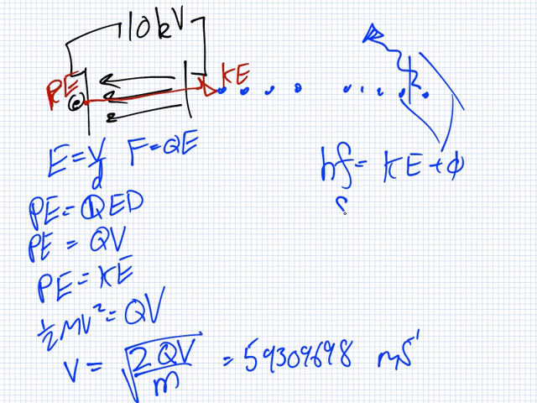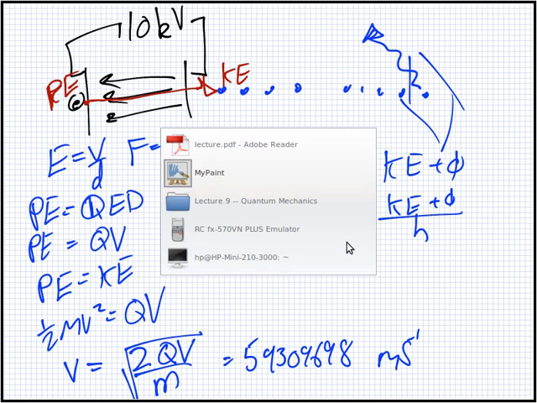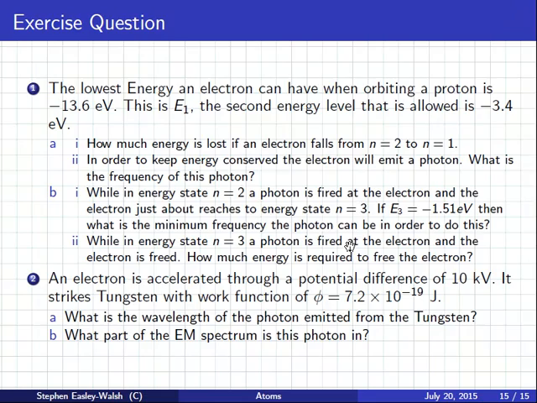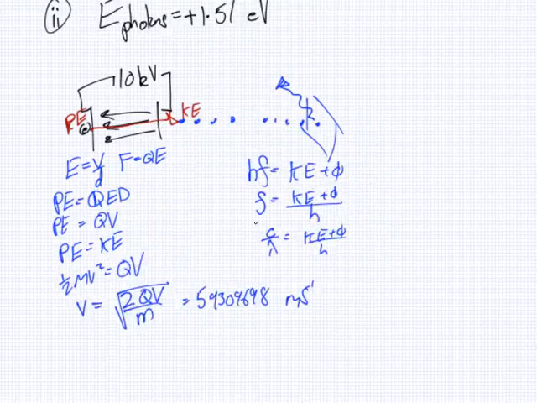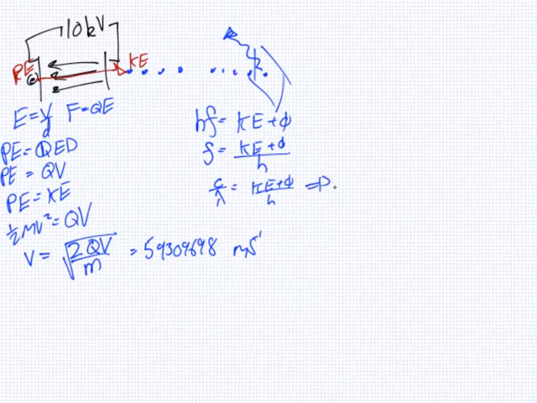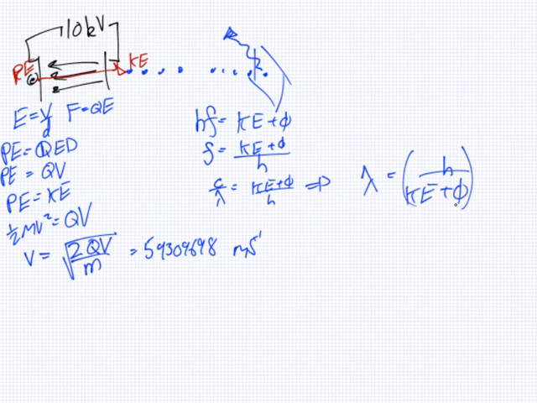So f equals KE plus work function over h. But I don't want f. I actually think I want lambda, do I? Yeah, I want lambda. So f is c over lambda, which equals KE plus work function over h. So finally, if I squeeze to the left here, I'll zoom out. So that means we can get wavelength will equal h over KE plus work function, times c.